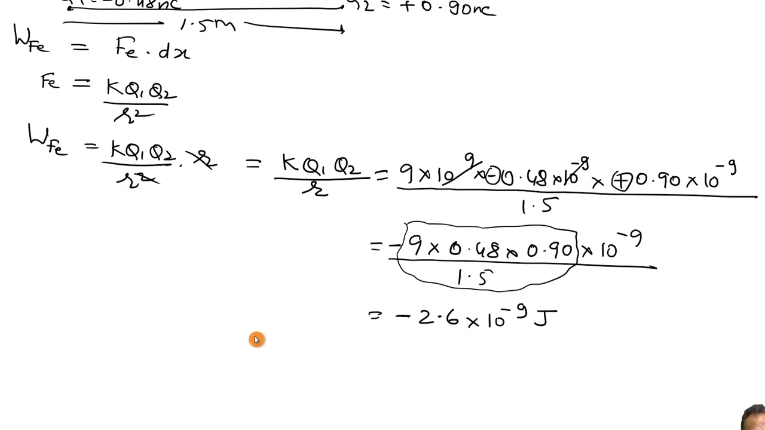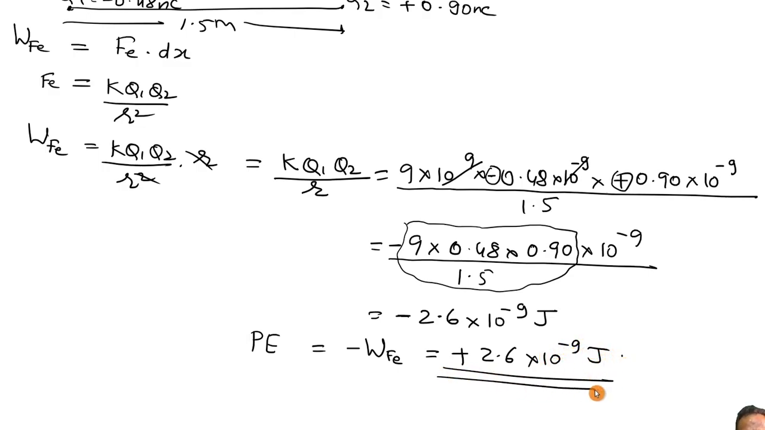But you have to find out the change in potential energy of the system. So I told you potential energy of the system is equal to the negative of the work done due to the electrostatic force. So that will make this as, now the work done was minus 2.6, so negative of minus 2.6 will be positive. So it will be plus 2.6 into 10 raised to minus 9 joules. So this is the answer.